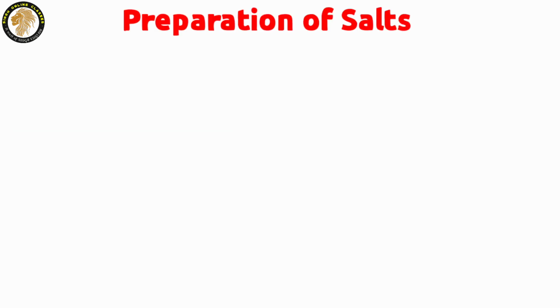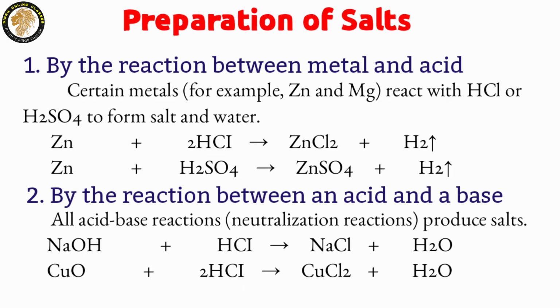Now dear students, move on to the preparation of salts. First, the reaction between metal and acid. As we all know, certain metals like zinc and magnesium react with hydrochloric acid, or you may take sulfuric acid, to form salt and hydrogen. You can see here zinc plus hydrochloric acid forms zinc chloride along with hydrogen gas. Again, the same zinc with sulfuric acid gives ZnSO4, zinc sulfate, and hydrogen gas evolves.